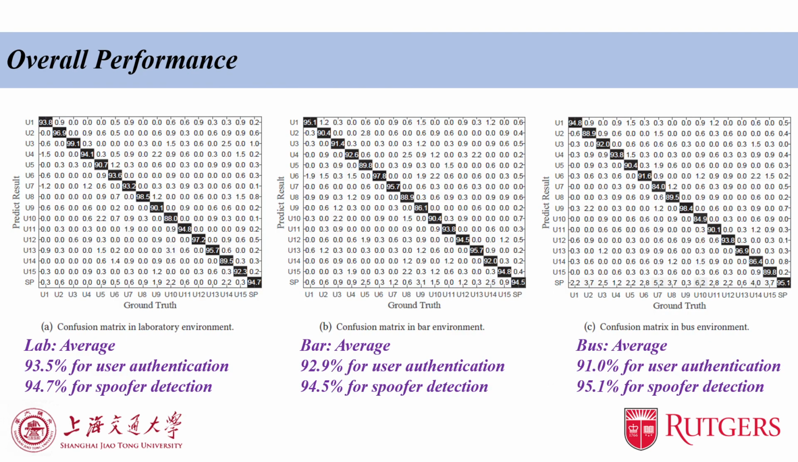Here we show the overall authentication results in 3 different environments. The accuracy are good for all environments, and the lab environment has the best performance, while the BOSS environment has some accuracy degrades because of external vibrations.